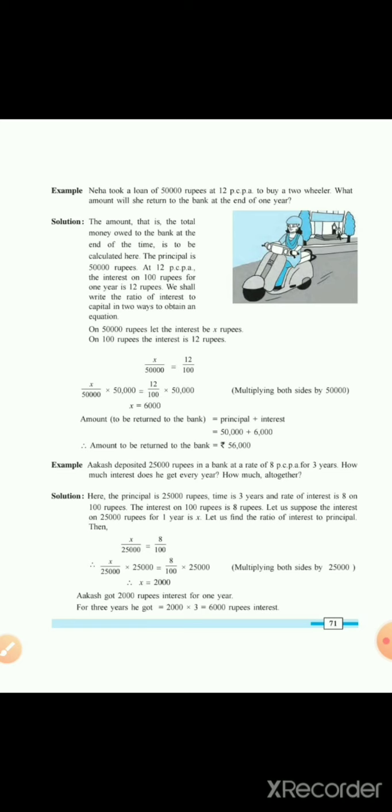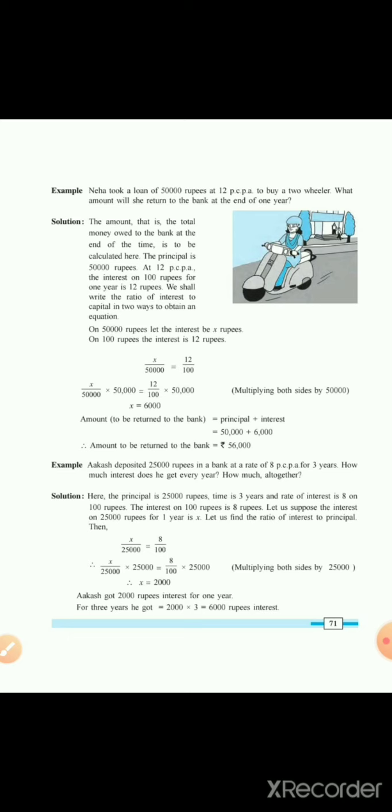We shall write the ratio of the interest to capital in two ways to obtain an equation. On 50,000 rupees, let the interest be X rupees. On 100 rupees, the interest is 12 rupees. So, X upon 50,000 is equal to 12 upon 100. Now, you have to get rid of 50,000, so we multiply both sides of the equation by 50,000. Therefore, X upon 50,000 into 50,000 is equal to 12 upon 100 into 50,000. The 50,000 on the left side gets cancelled. After solving this, you get X is equal to 6,000.